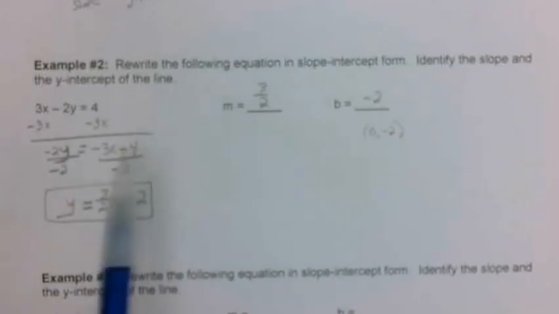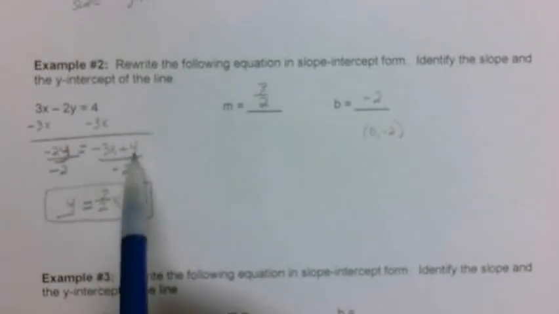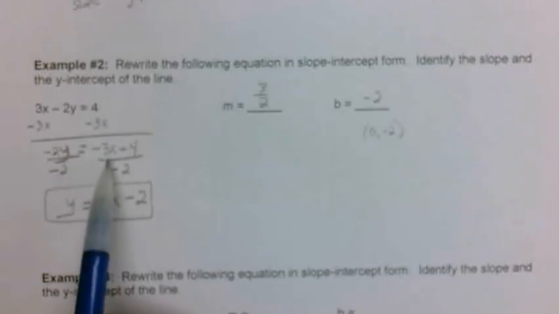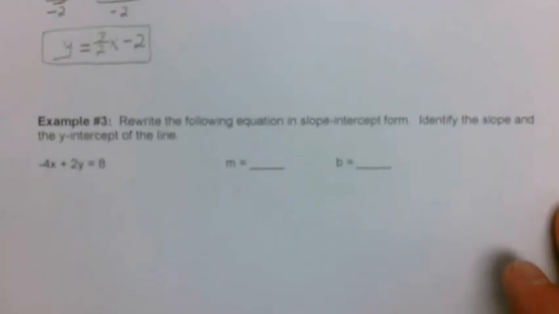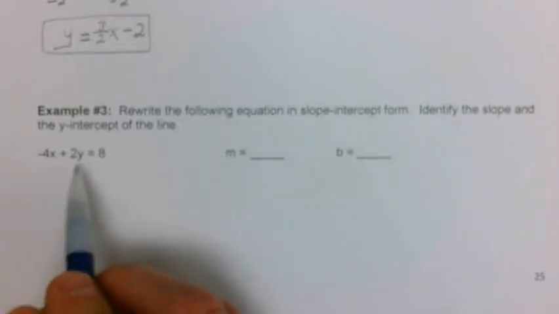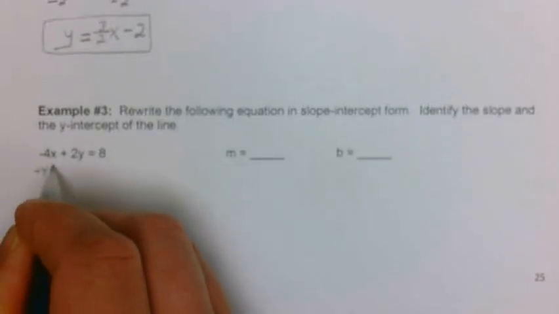Okay, so the key here is remembering, if you divide both sides by negative 2, on the right, everything has to get divided by negative 2. So negative 3x divided by negative 2, that was our positive 3 halves x, and 4 divided by negative 2 is negative 2. Let's try example number 3. Again, rewrite the equation in slope-intercept form, identify your slope and y-intercept. Negative 4x plus 2y is 8. We've got to get our y all alone. So this time we'll start by adding 4x to each side.